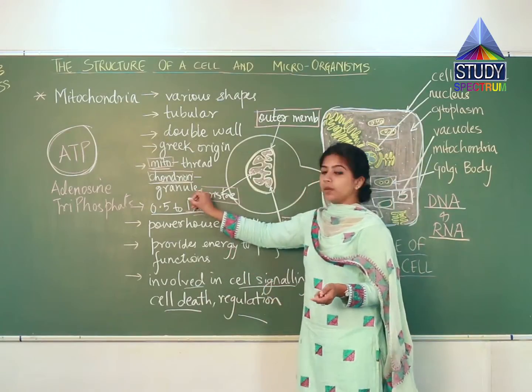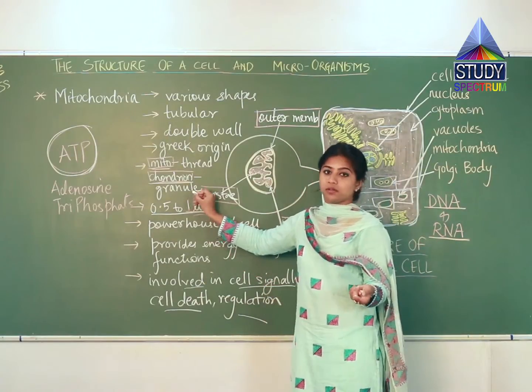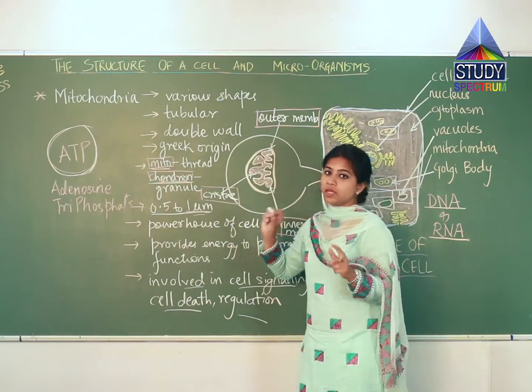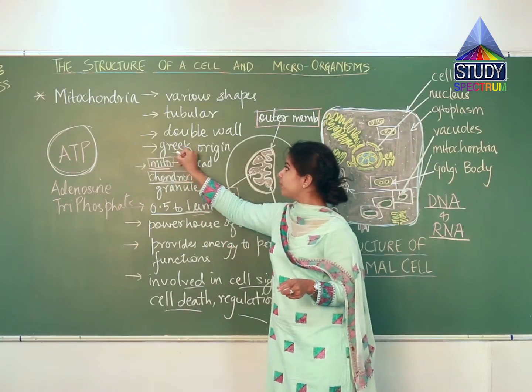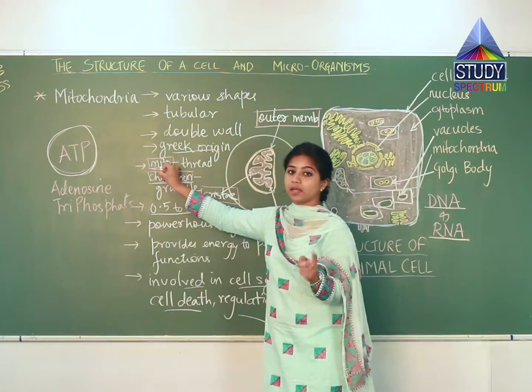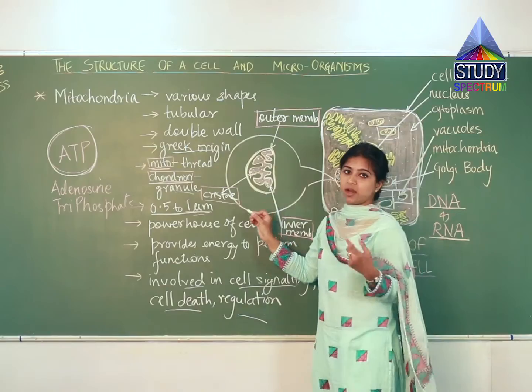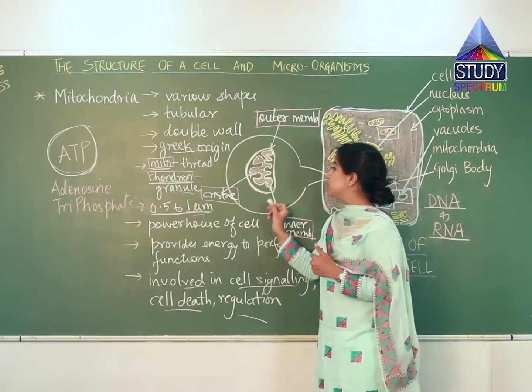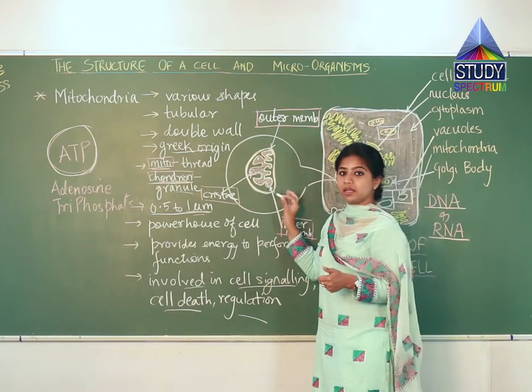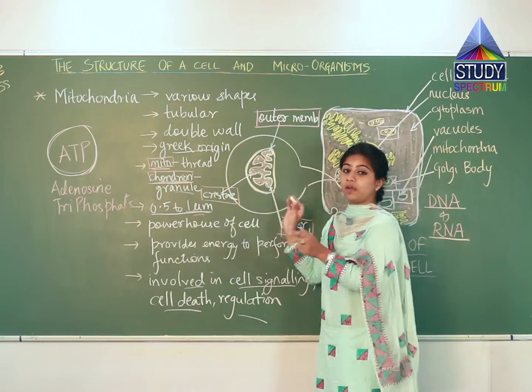Then we learned about the origin of the name mitochondria. We learned that mitochondria came from a Greek origin: mito meant thread, chondria meant granule. It's granular in shape. So you can see it over here that it is truly a mitochondria after the name.